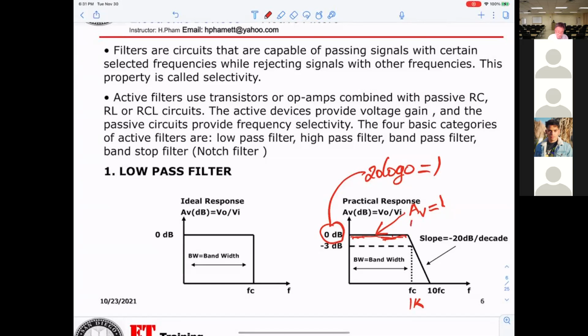You remember that one? Mid-range. So that means at the mid-range, the gain equal 1. Gain equal 1 only telling you input and output will be the same.